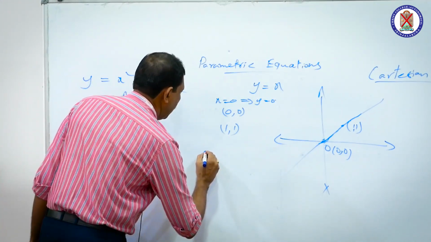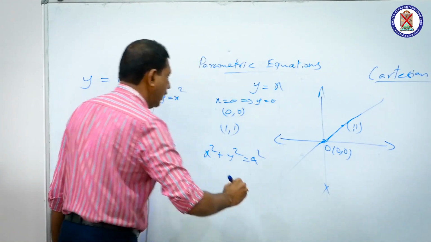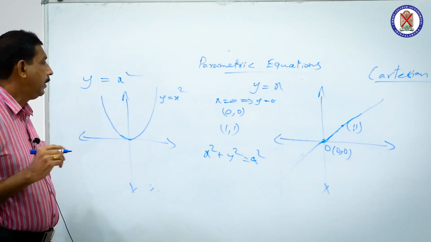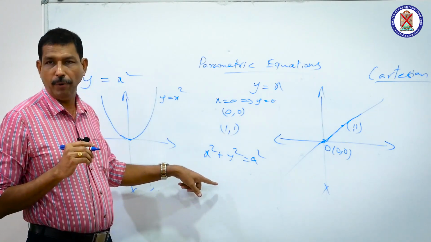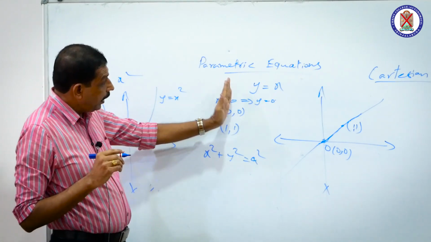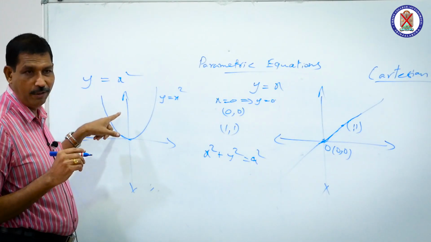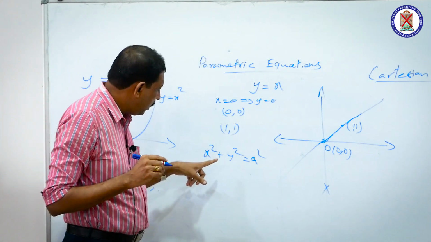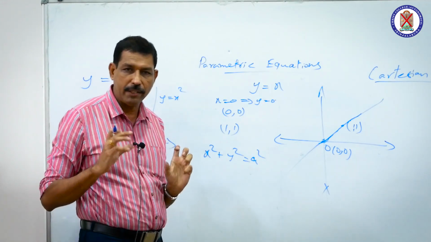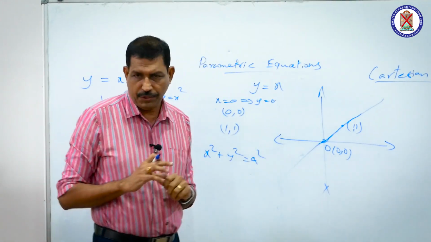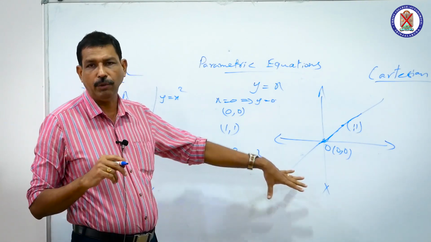For example, we have x square plus y square equal to a square. There is a remarkable difference between the first two equations and this equation. Here y equals f of x, that is, y equals x. Here also y equals f of x, that is, y equals x square. Here both variables are involved. Such equations are known as implicit functions. Therefore, a simple implicit function is x square plus y square equal to a square.